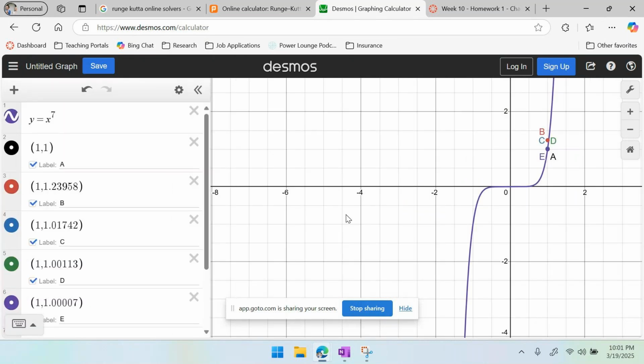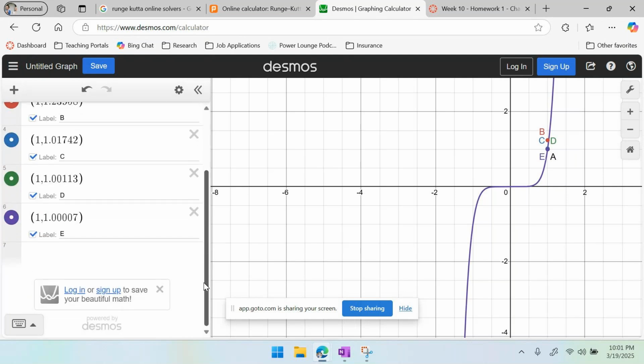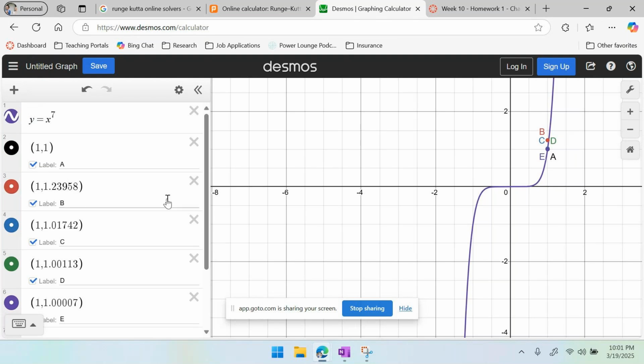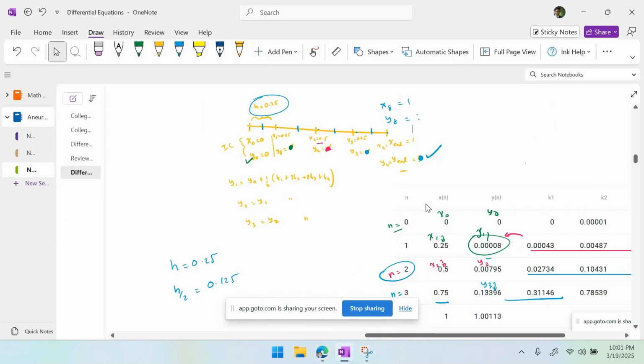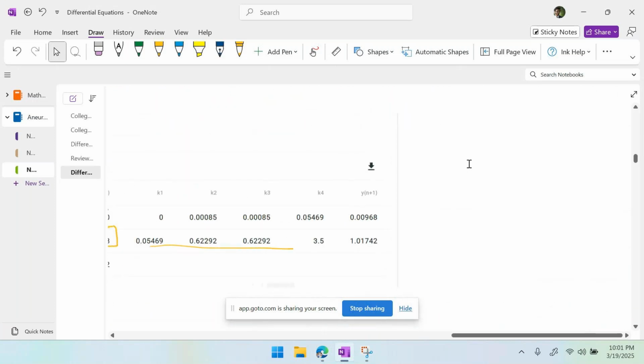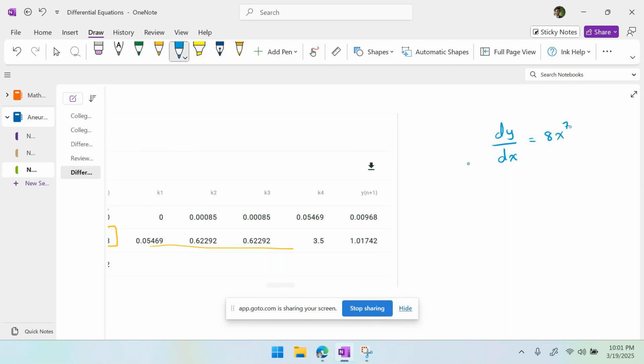Now, before moving on to the final section of this chapter, I want to assign you a homework. Your homework will be to do this analysis for the function dy/dx = 8x^7. The initial condition is x0 = 0, y0 = 0. So this is going to be your homework.